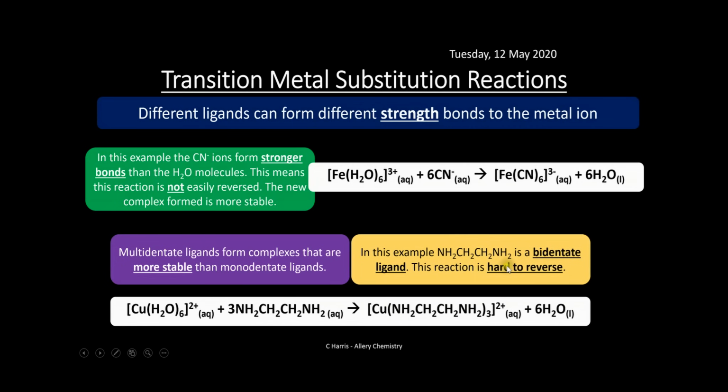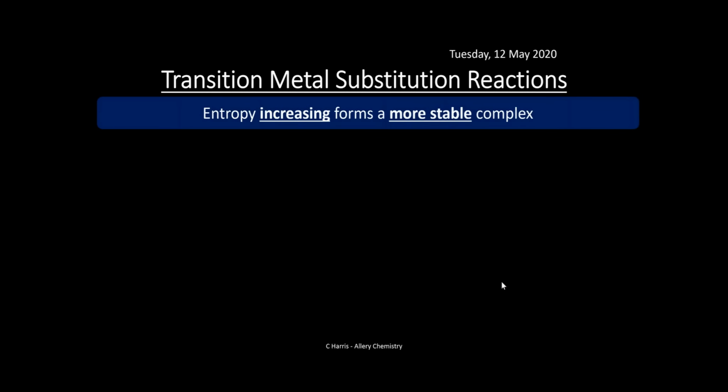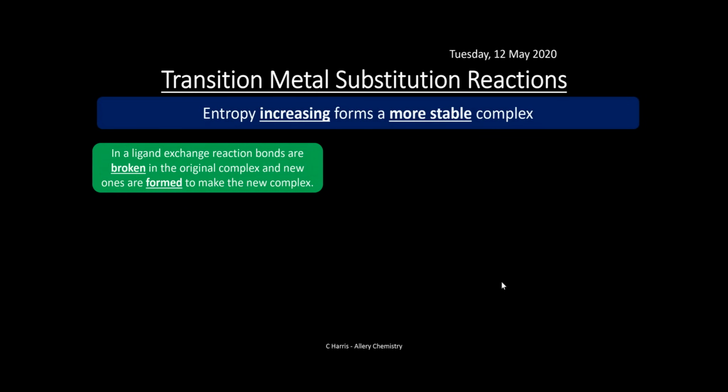So this is a bidentate ligand. It's an action that's really hard to reverse. You're forming something which is actually quite stable. So this leads us very nicely, you might have seen this one coming, to entropy. And entropy increasing forms a more stable complex. So let's have a look.